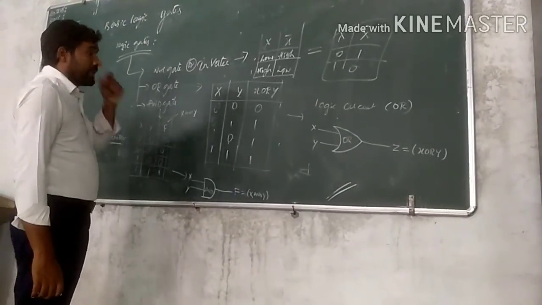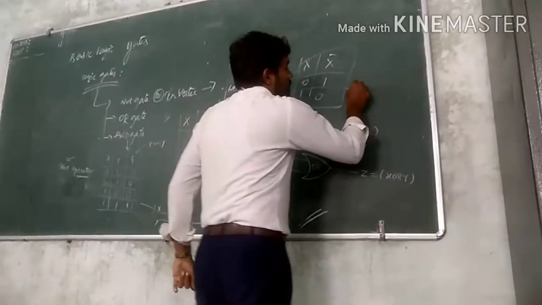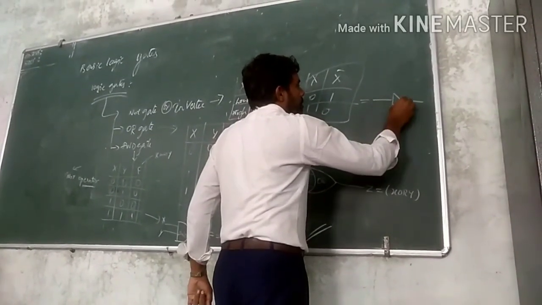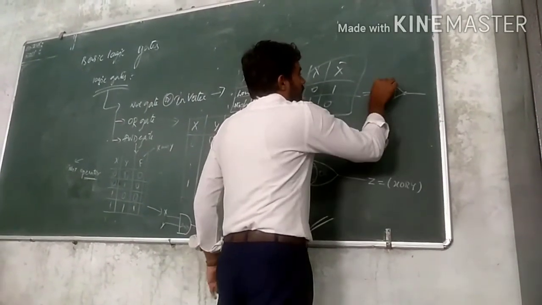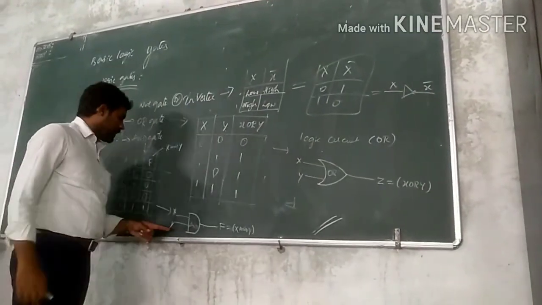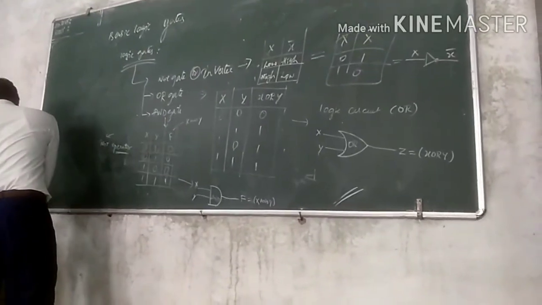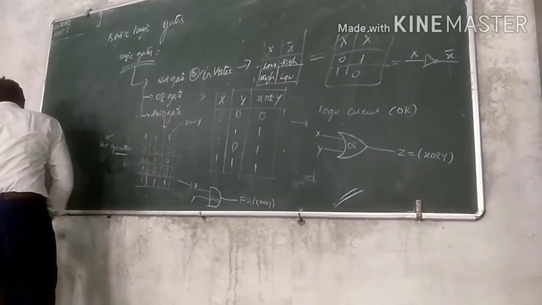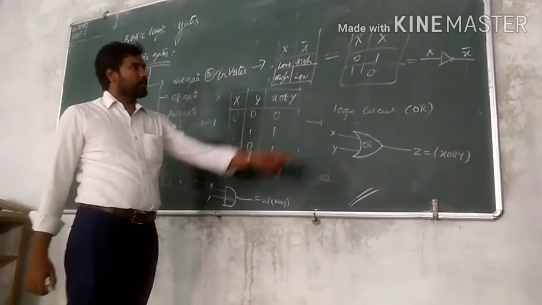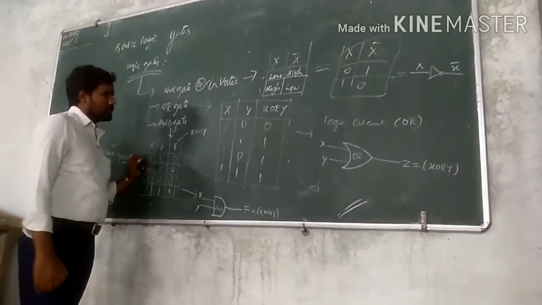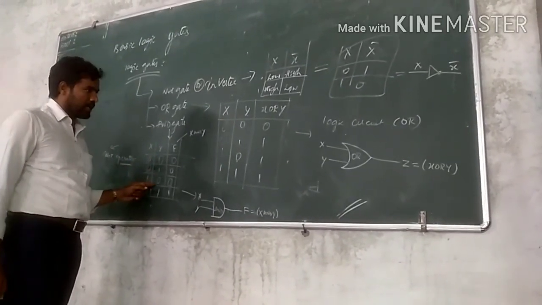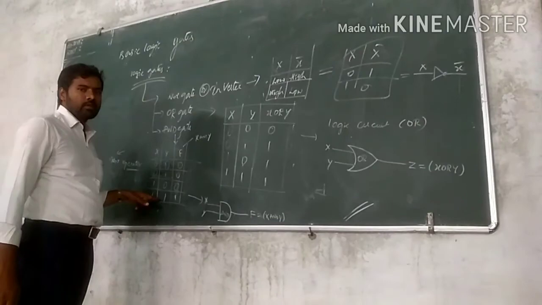So be careful in the examination. They will ask you to draw this one, the x complement. So this is the way of drawing the logic circuit diagram for the OR gate, NOT gate and AND gate, and these are the two tables for the AND gate.